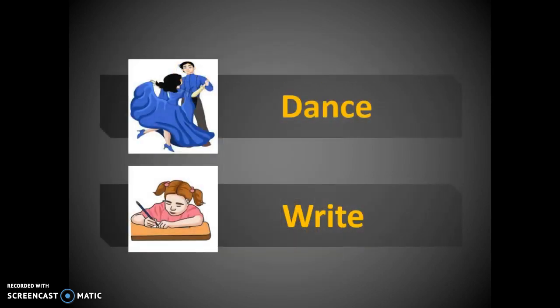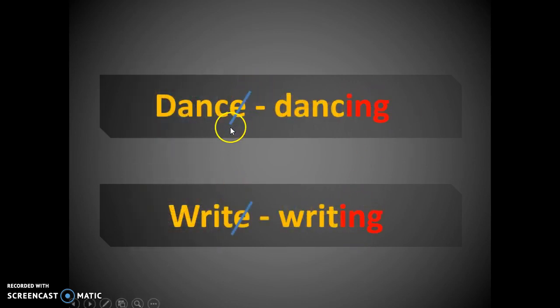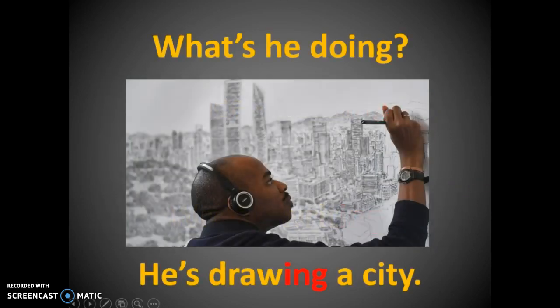Now, I want you to know a grammar rule that's very important. So, when verbs end with E, like dance and write, we have to delete the E and then add ing. Now, repeat after me. Dance, dancing. Write, writing.